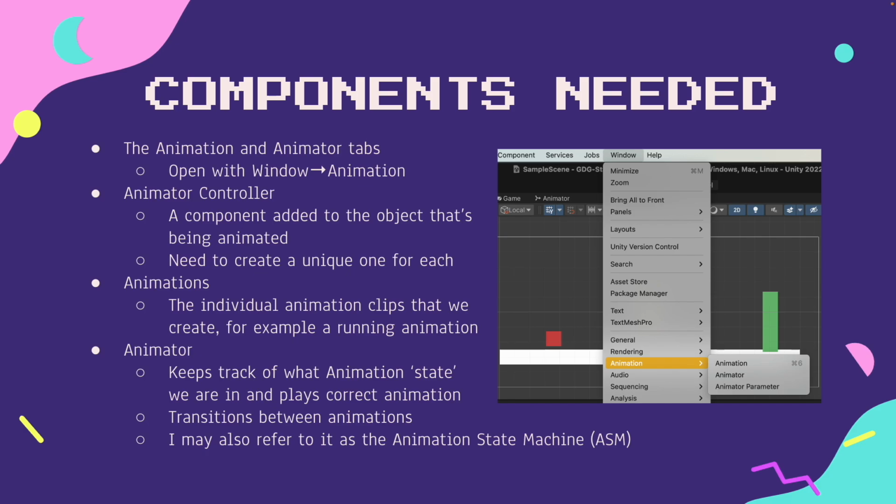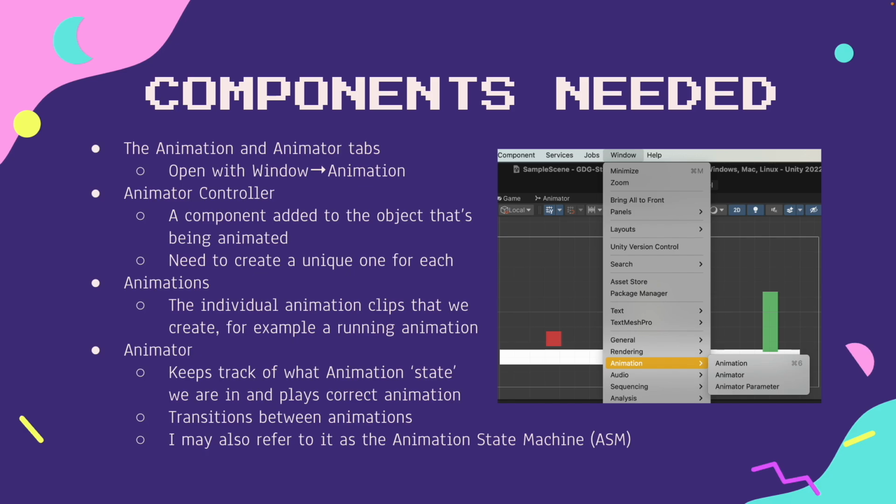So you need a couple of different components, but Unity does make it kind of more automatic and easier for you, which is very helpful. But essentially, we need two more windows. We need the animation window and the animator window, which you can, again, open in the window tab. For our components, we have an animator controller, which is attached to the thing that we're trying to animate, and you need a new one for each thing that you're animating. That's essentially keeping track of which state you're in, which animation is playing.